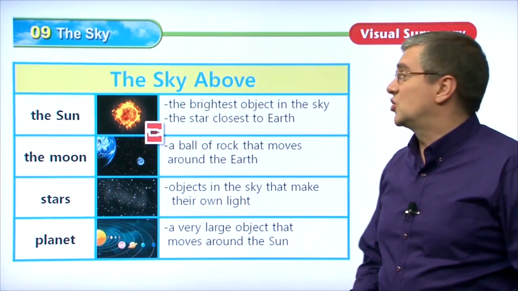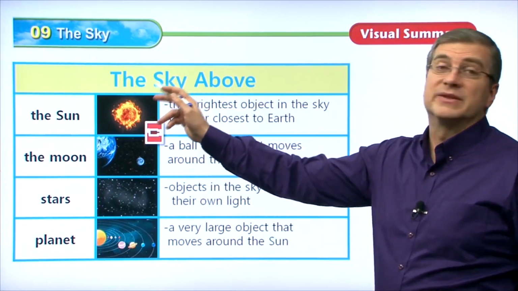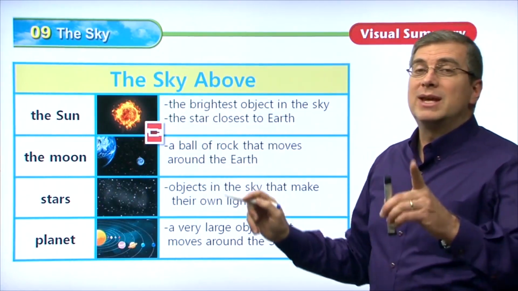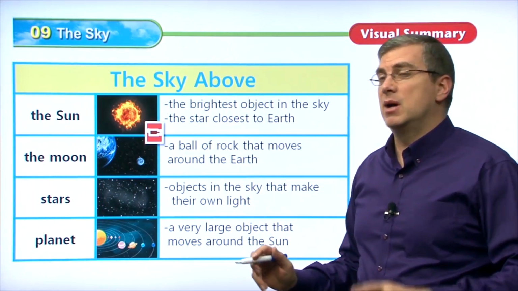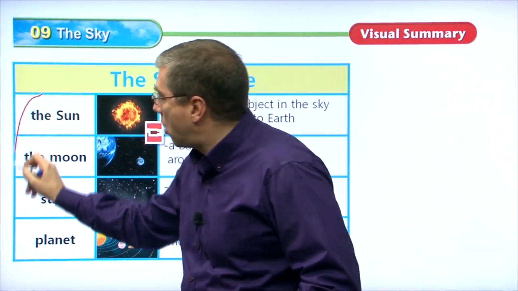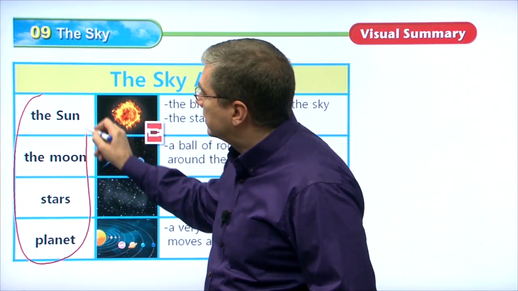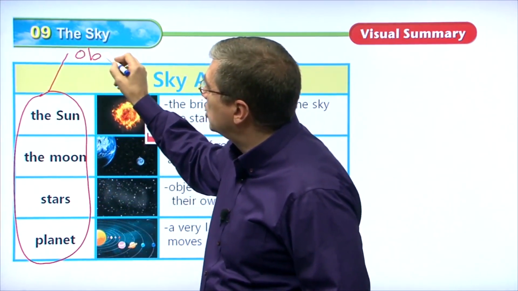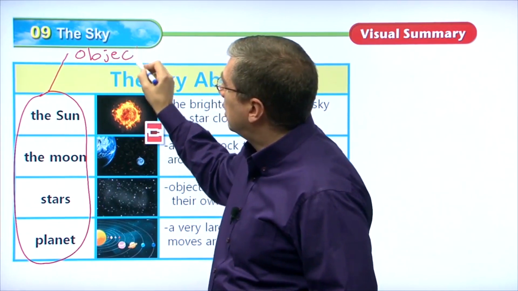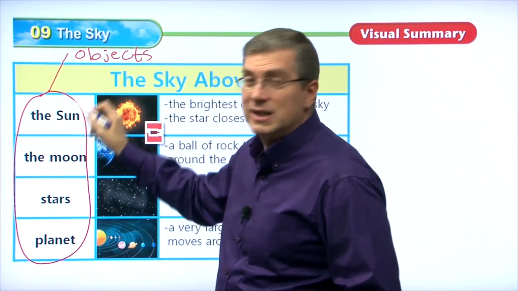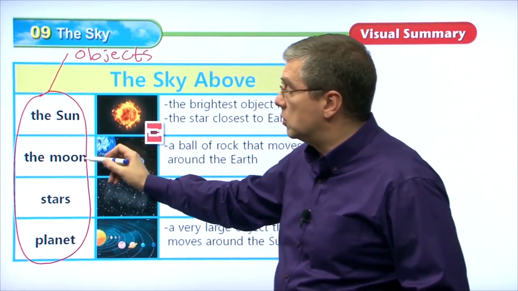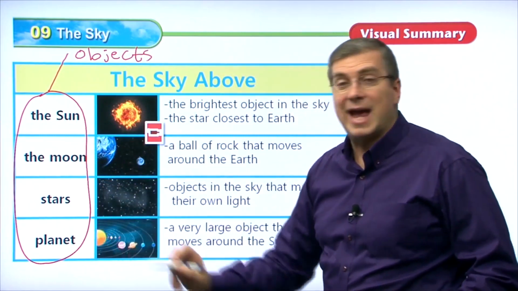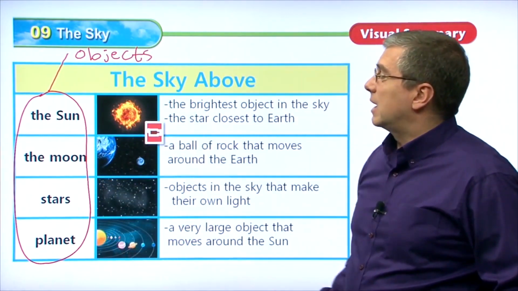Okay, let's take a look at our chart here. Our chart is labeled the sky above. We can see many things in the sky above. These are all things that we can see. These are all what we talked about before. These are all objects that we can see in the sky: the sun, the moon, stars, and planets. All different types of objects.